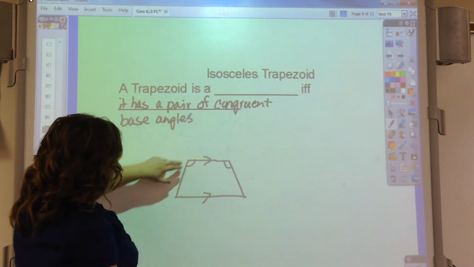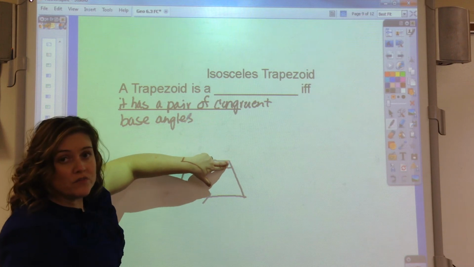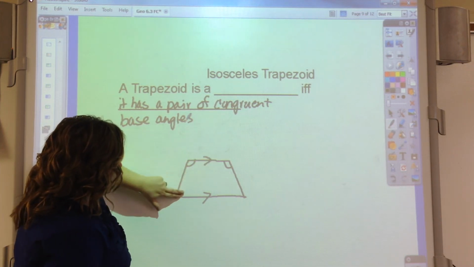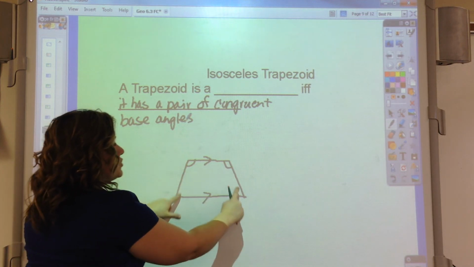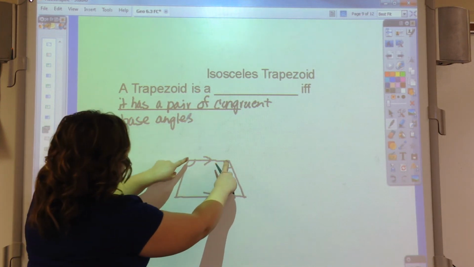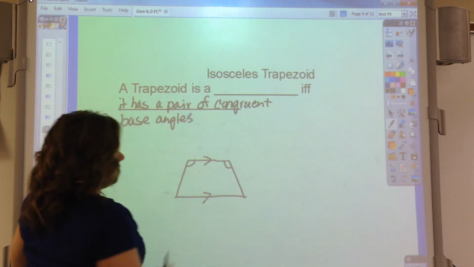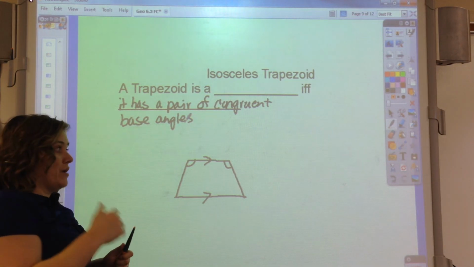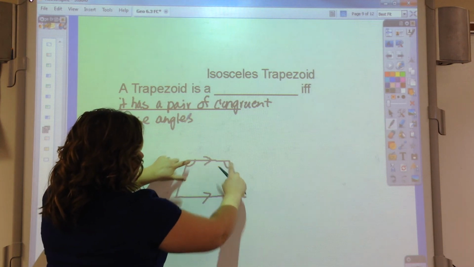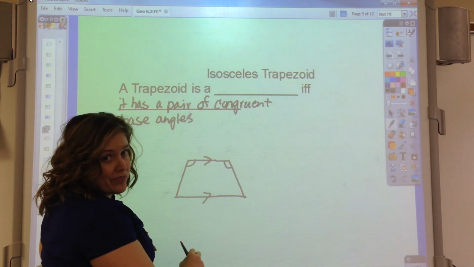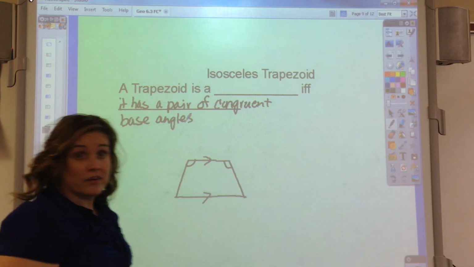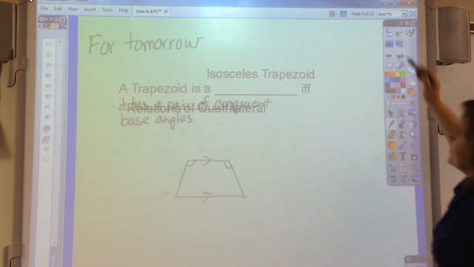Now notice how these have to be base angles on one of your parallel lengths, either this one or this one. These are our bases right here for a trapezoid, so I either want these two to be congruent or these two to be congruent. And we'll find out later as we're learning more about trapezoids, if we know something about these angles, then we also know something about these. But for now, we're just going to define it as a pair of congruent base angles. All right?